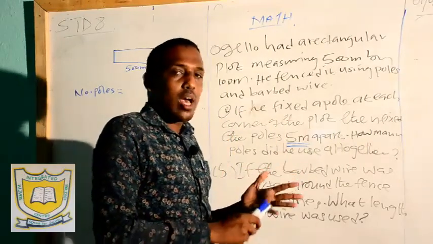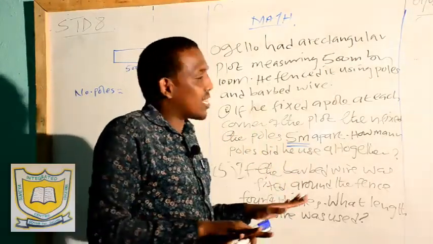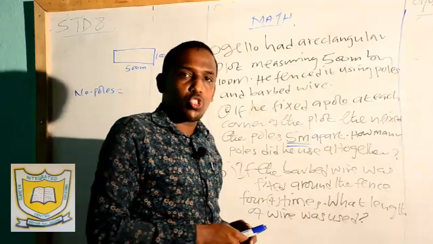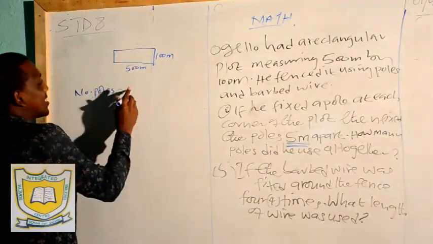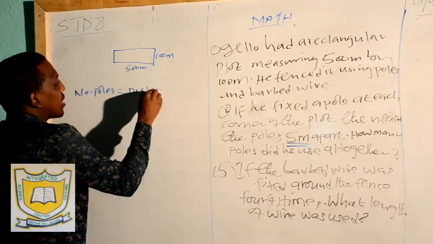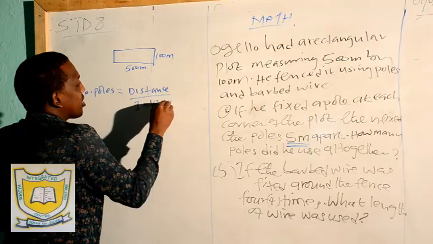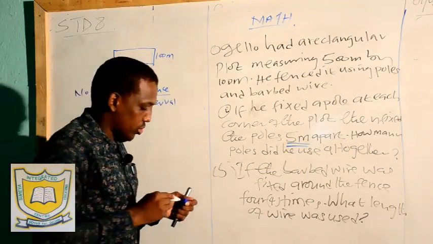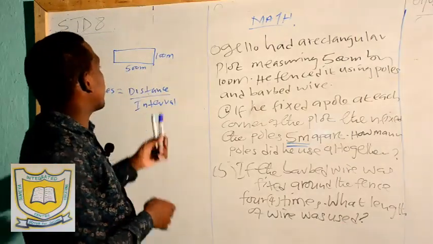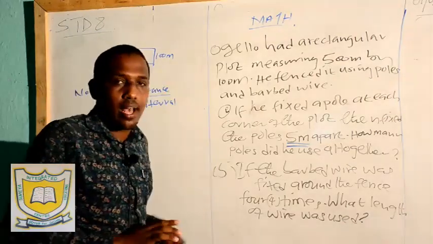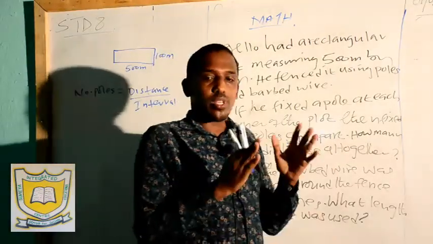Whenever they mention any figure and they have not mentioned a gate, then automatically that one is closed. There is no plus 1. So we say number of poles equals distance over interval. There's no plus 1, it's closed. Now, where is the distance? Distance means the perimeter. Always you get the perimeter of the figure to get the distance.